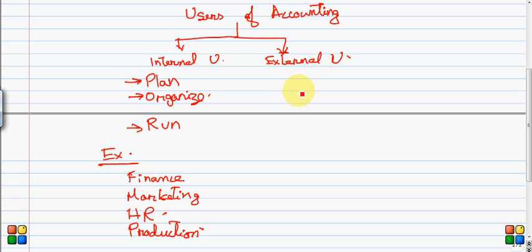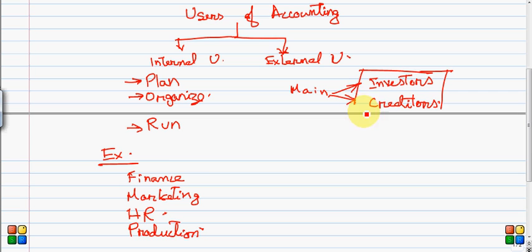And then in external users, the main types are investors and creditors. So why do the investors need accounting information? Investors use accounting information to make decisions to either buy, hold, or sell their ownership interest. And creditors, such as suppliers and bankers, use information to evaluate the risks of granting credit or lending money. We should also note that these are the two main types; for every company, these are always there.